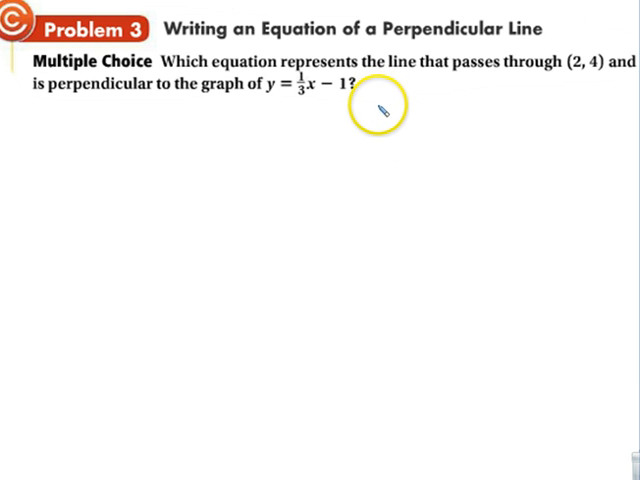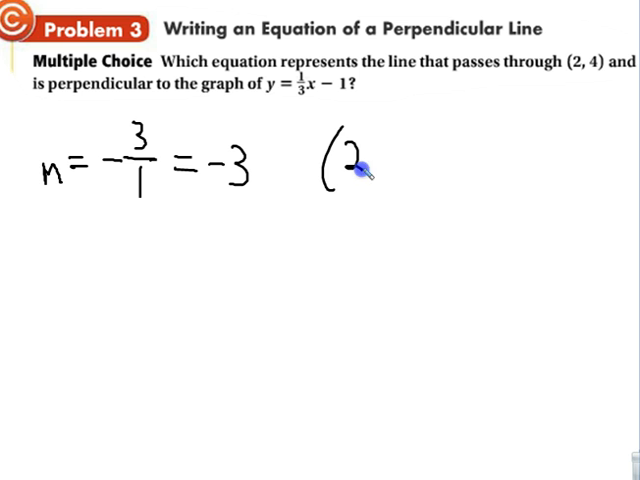Okay, now this is similar to the first problem. Which equation represents the line that passes through 2, 4 and is perpendicular to the graph of y equals 1/3 x minus 1? Okay, so we're looking for a perpendicular line. So we're going to take the slope of 1/3, flip it upside down, and change its sign. So that's the new slope, -3. Okay, so take the slope, 1/3, flip it upside down, 3/1, change its sign. Okay, and we know a point, 2, 4.